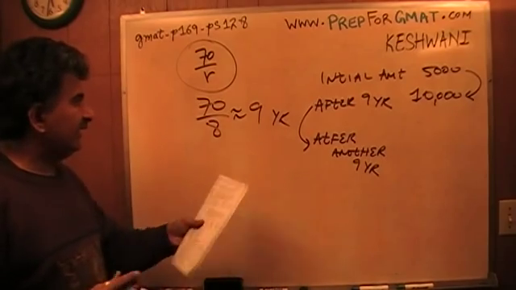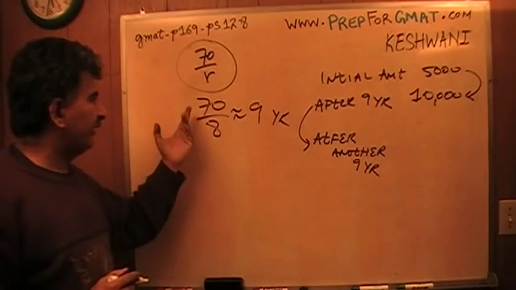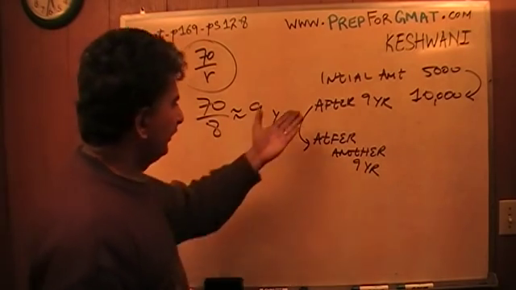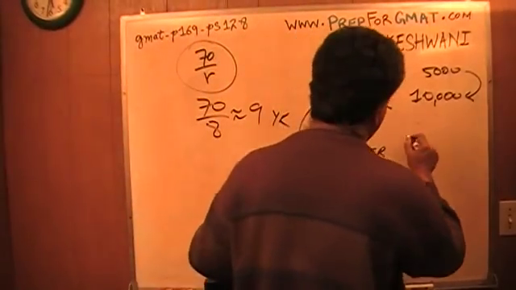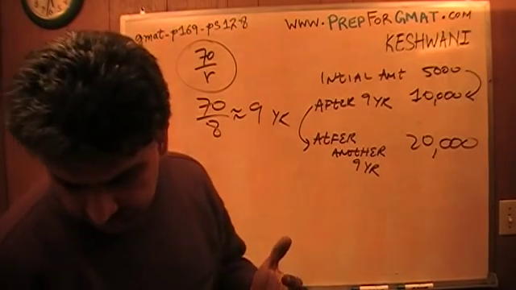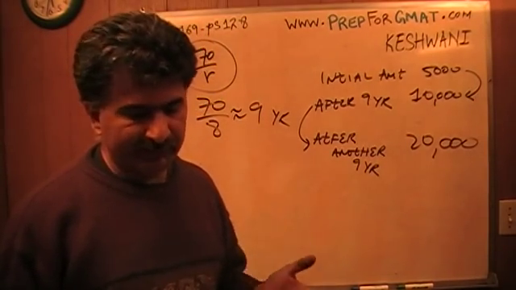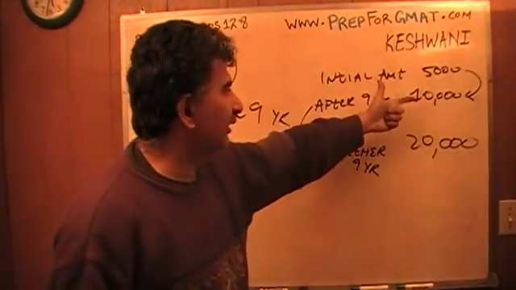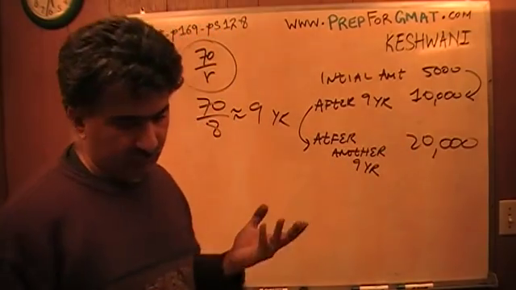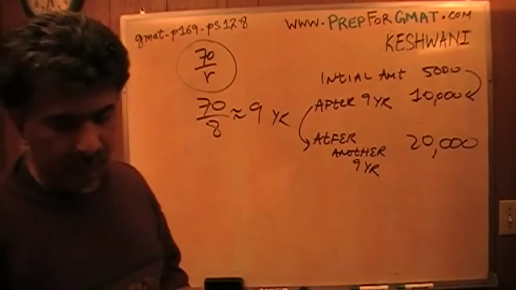The key is for you to not waste your time trying to figure out the exact value. Approximately is enough. So in another 9 years, this 10,000 will become 20,000. The question simply is asking us, what will be the approximate total amount of investment in 18 years' time? After 9 years, that 5,000 becomes 10,000. In another 9 years, that 10,000 becomes 20,000. So he's going to have $20,000 in the account. That's all. The answer is A.